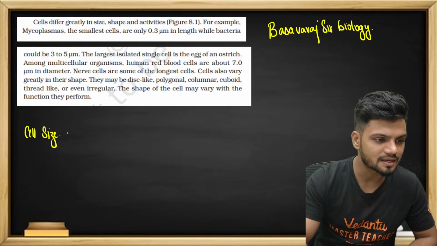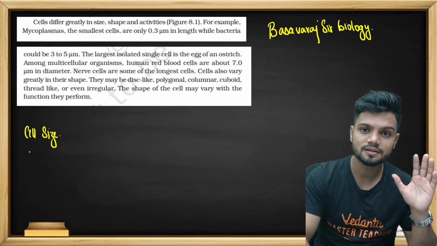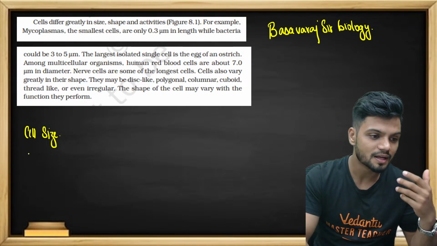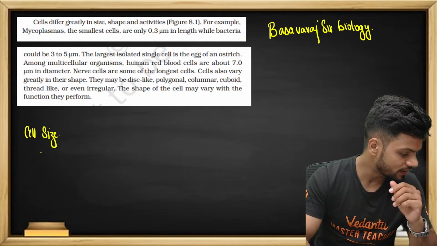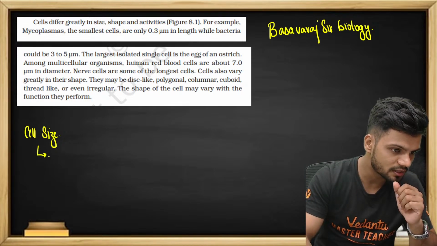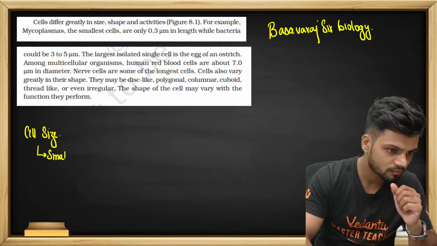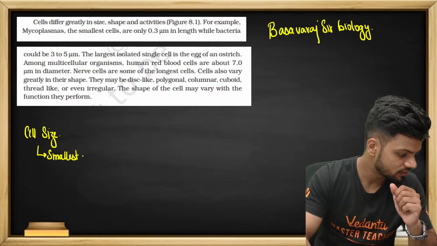Now, cell size. So cell size can vary in the case of organisms. Cell size can vary completely. For example, tell me the smallest cell. Smallest size.